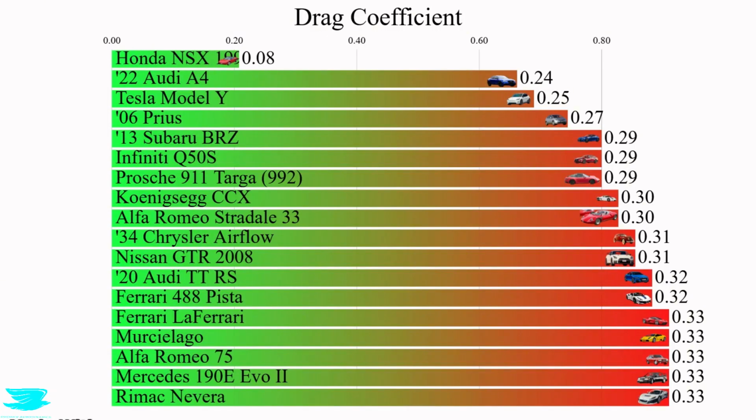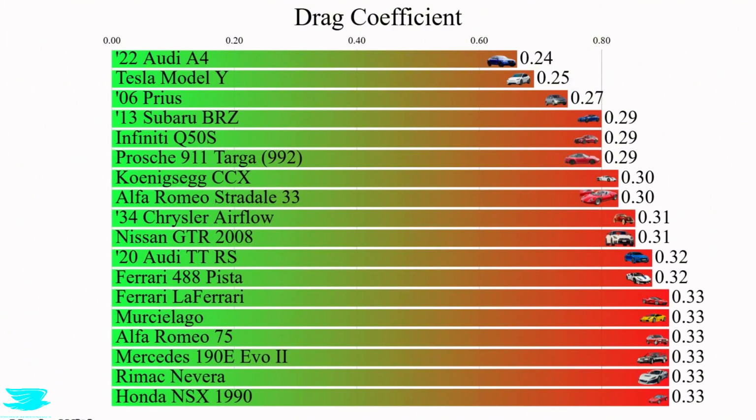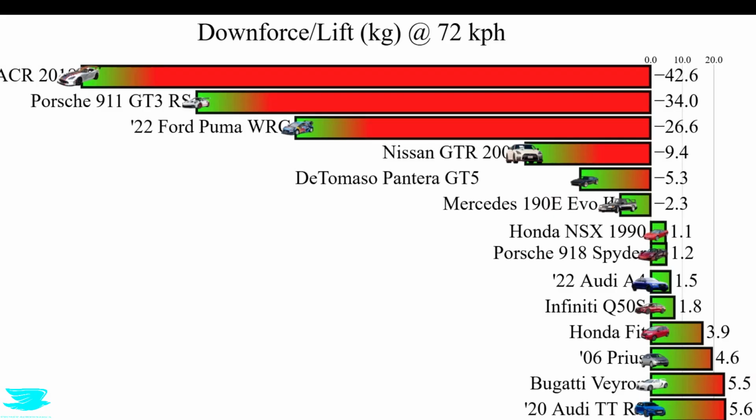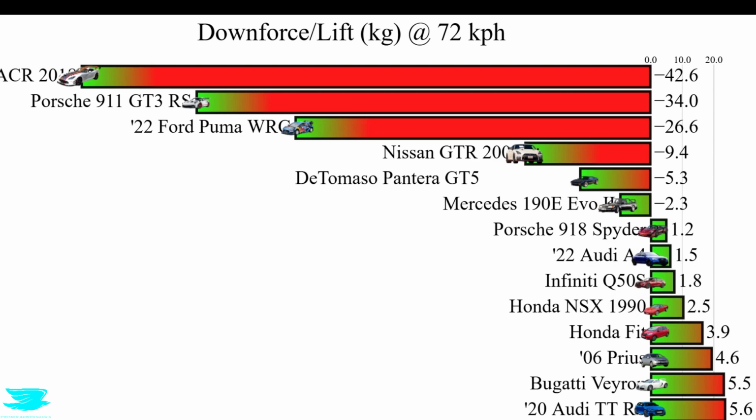It's 0.33, which is about on par with the modern supercars, and maybe a little bit better. But it doesn't produce much downforce. In fact, it is producing 3.2 kilos of lift here.